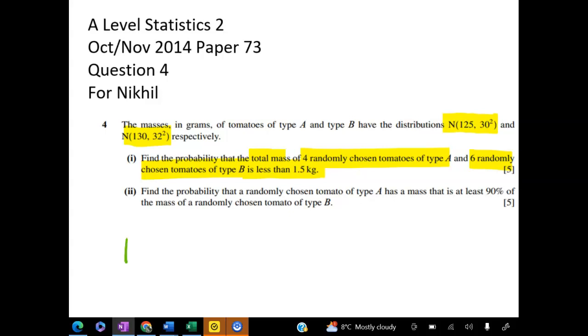So I'm going to set up a new variable which is called T. And T is made up of 4 different tomatoes of type A. Think of them as A1 plus A2 plus A3 plus A4. And now we've got 6 type B tomatoes.